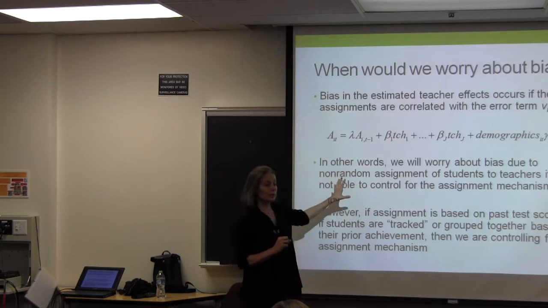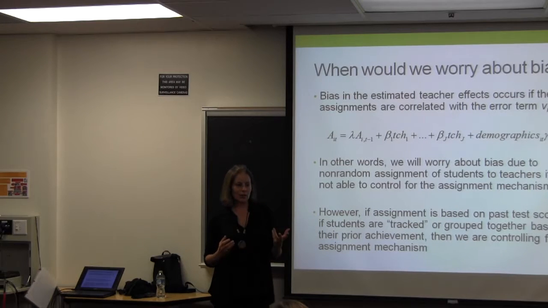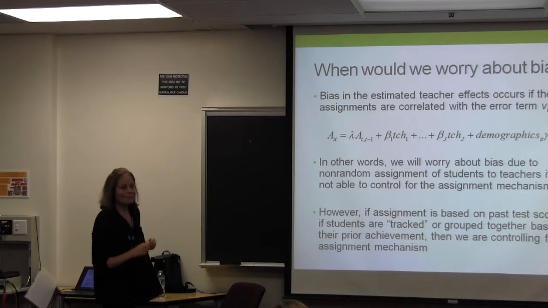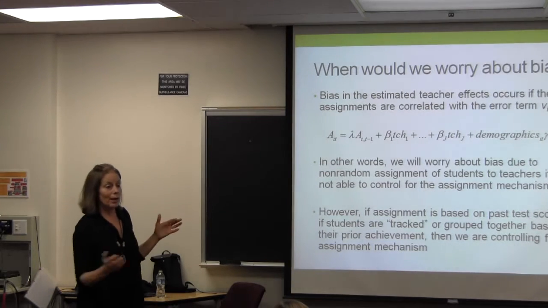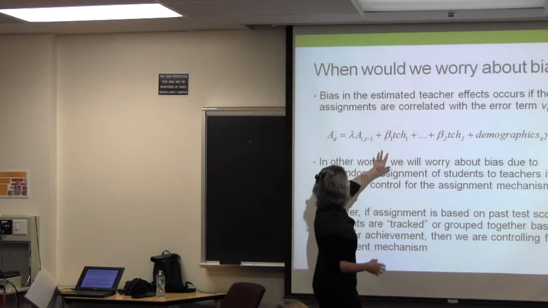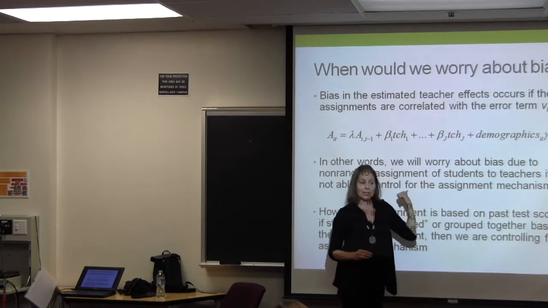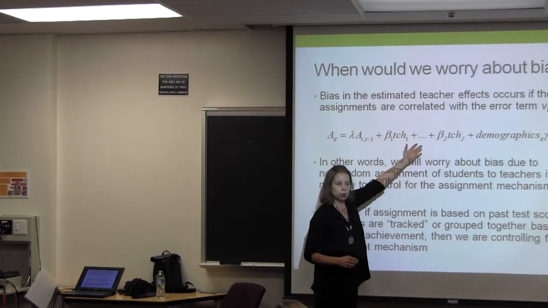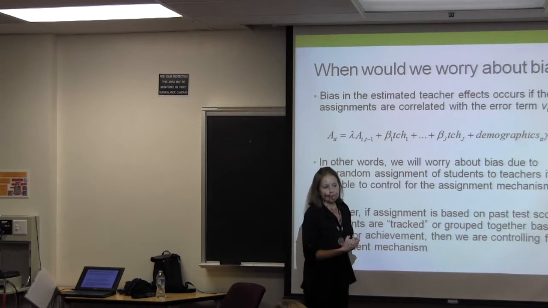That was a very basic insight, but until we actually saw it in simulations, it wasn't as crystal clear. Cassie, is that assuming tracking? Yeah, if you didn't have tracking, you wouldn't have to worry about any bias, because there'd be random assignment of students and teachers. But if there is tracking and it's based on past test scores, and you're controlling for it, you're parceling out the effect of it in your betas here, and so you've taken care of it.